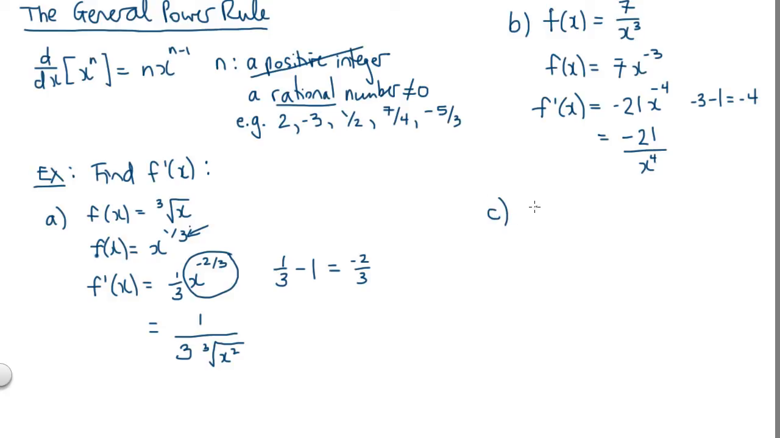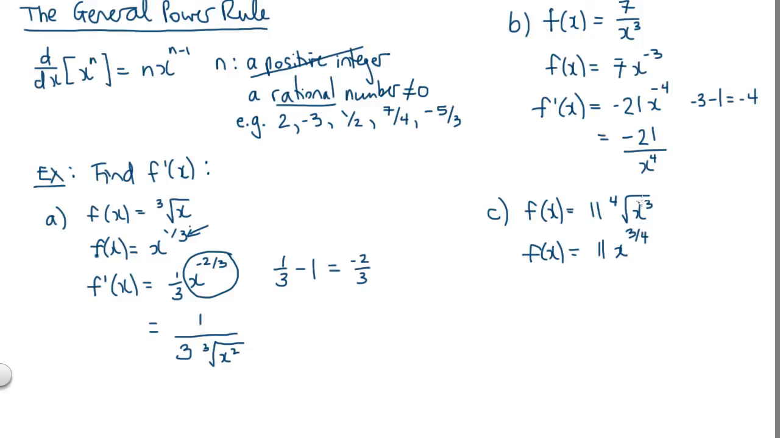Okay, and let's do one more. Let's say f of x is 11 times the 4th root of x cubed. Again, let's write f of x in terms of a rational power. So in other words, let's make the exponent clear here. We've got x to the power 3/4.